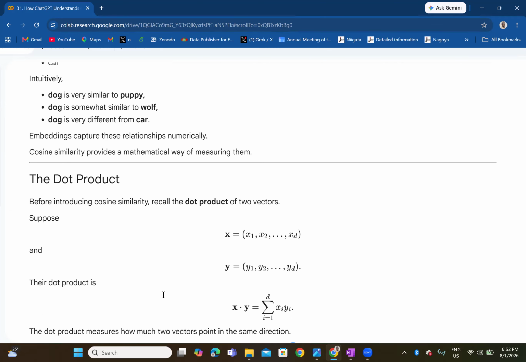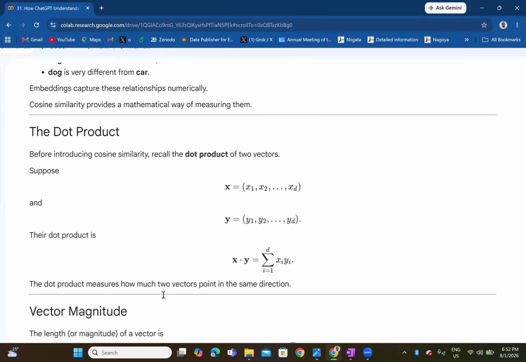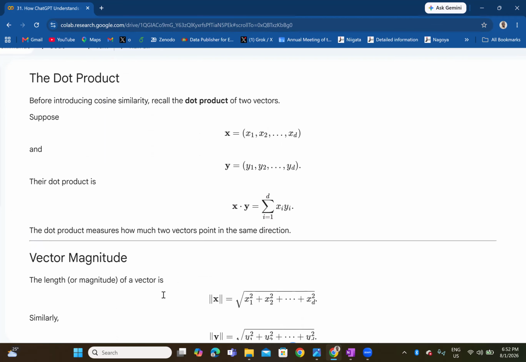Then we have the dot product, which is used in cosine similarity. Before introducing cosine similarity, recall the dot product of two vectors. Suppose x is x1, x2 up to xd, and y is y1, y2 up to yd. The dot product x dot y is equal to the summation of the corresponding products of x and y, that is, the sum of x_i y_i from i equals 1 to d. The dot product measures how much two vectors point in the same direction.